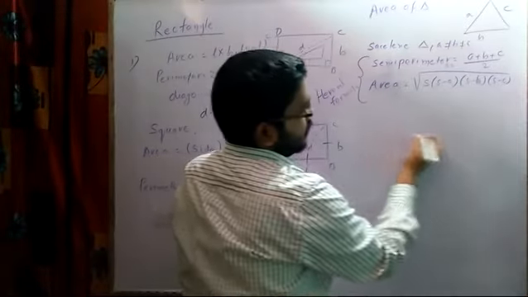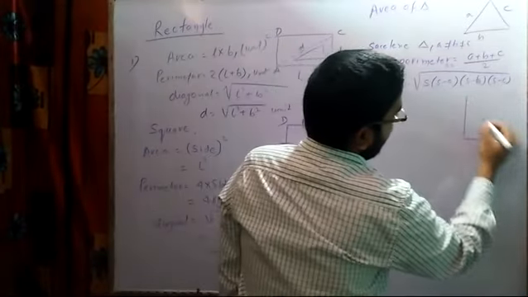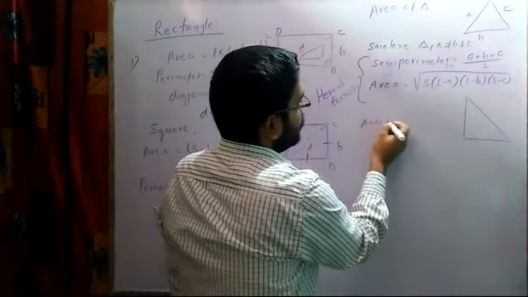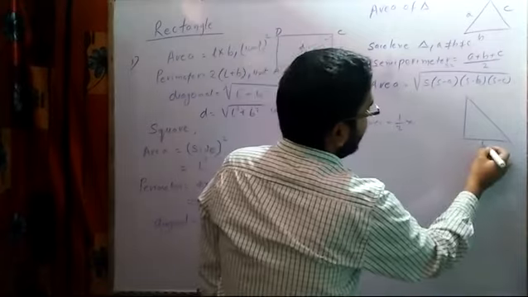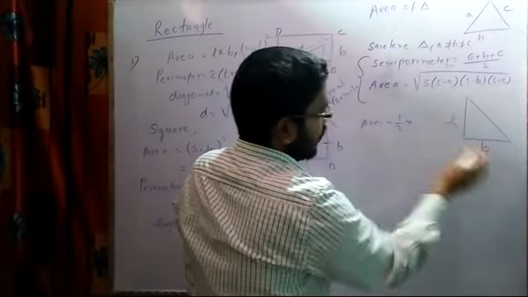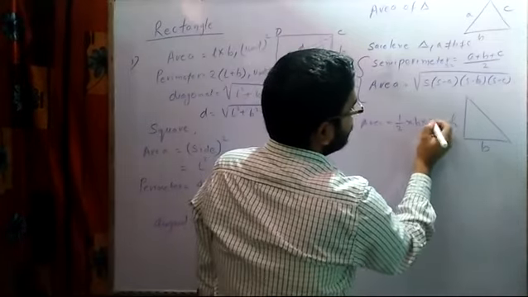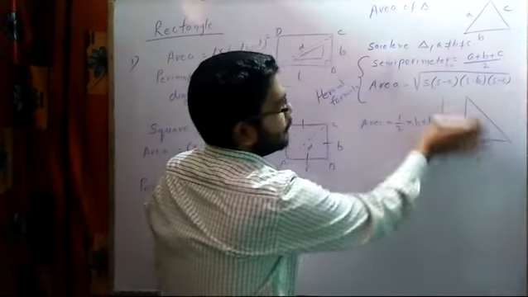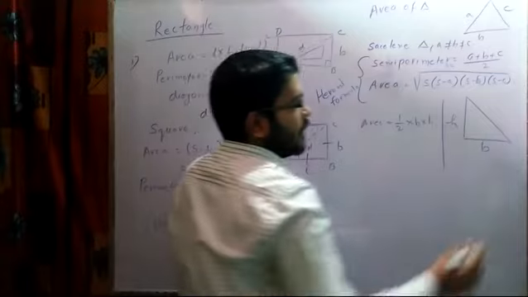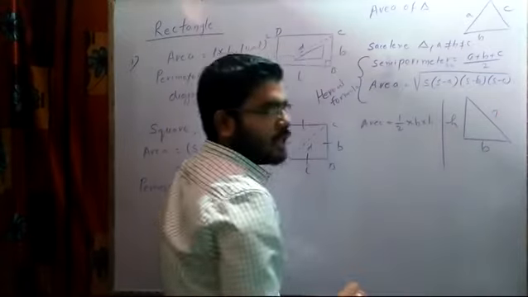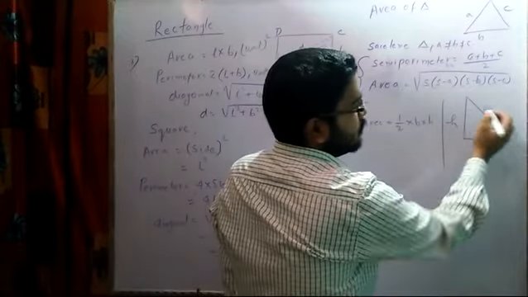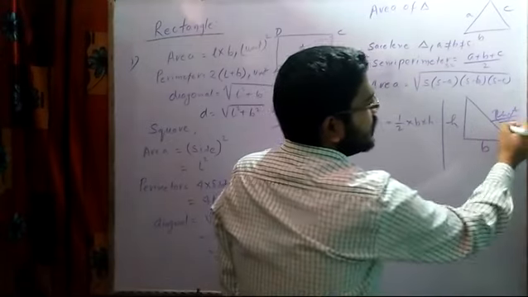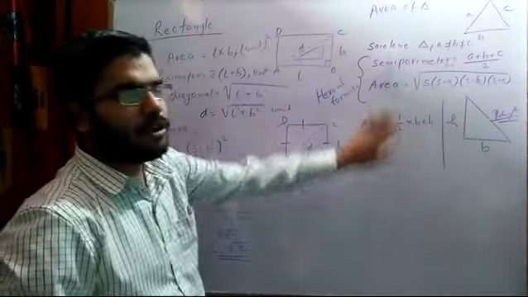Now for a right angle triangle, the area will be equal to half into base into height. Half into base into height. This is one of the formulas for this one. Now if you want to apply Heron's formula, here also you can apply it, provided you have this value. If they have not mentioned it, then you can find it with the help of the Pythagoras theorem, and then use Heron's formula.